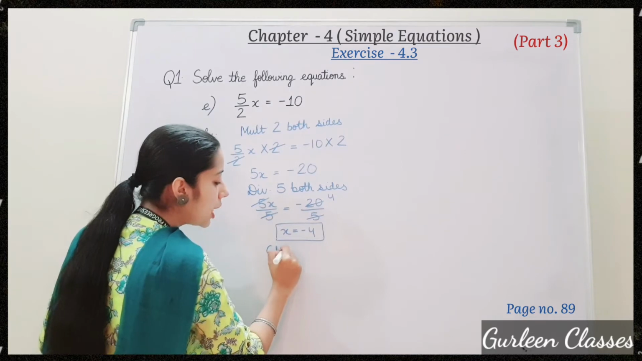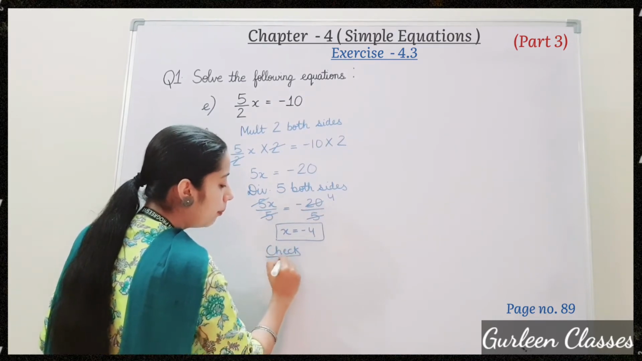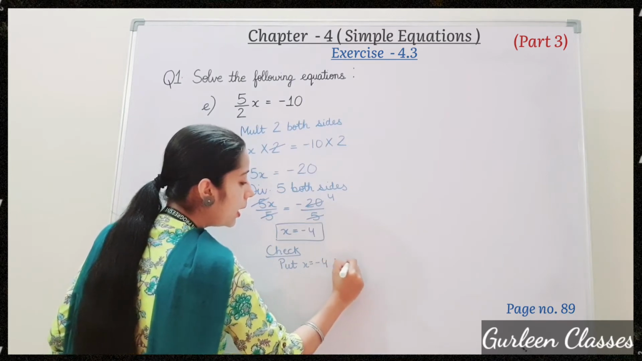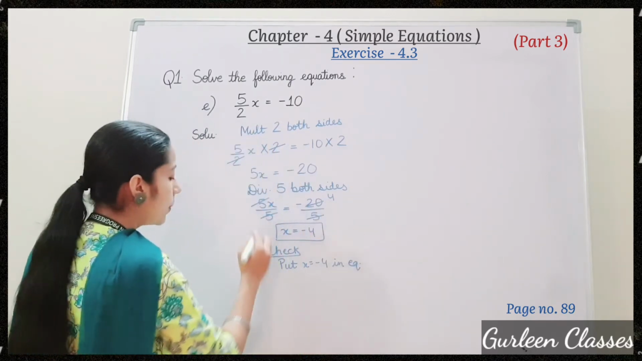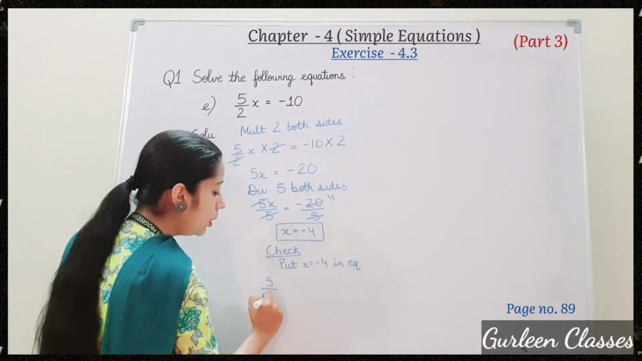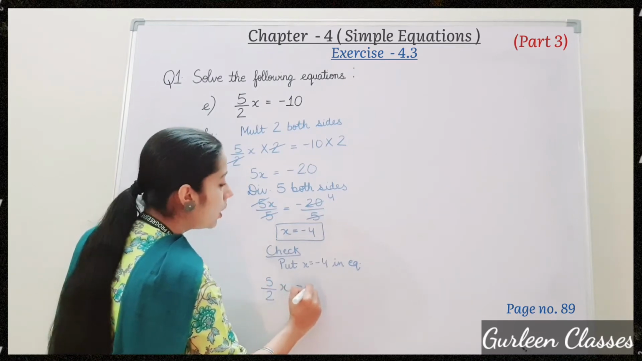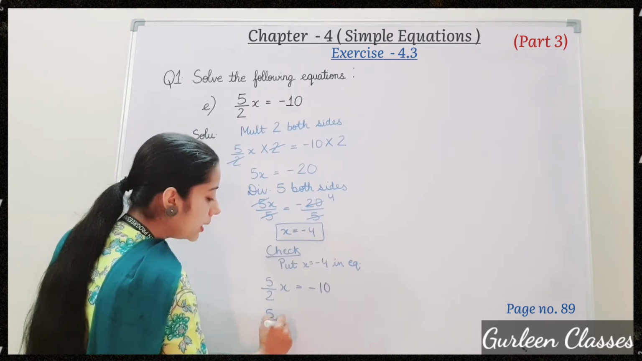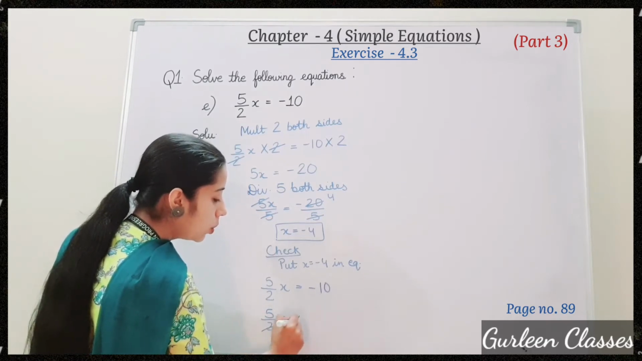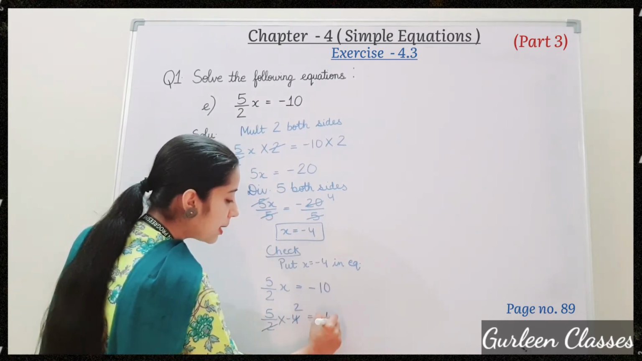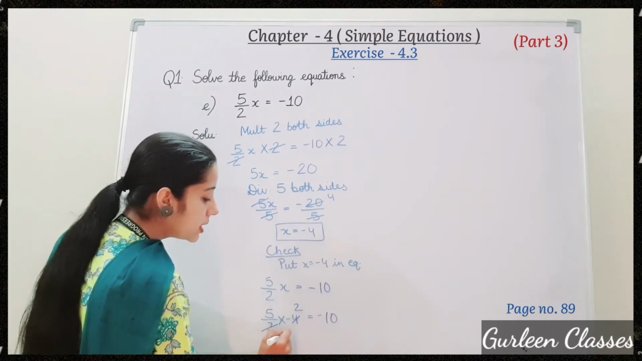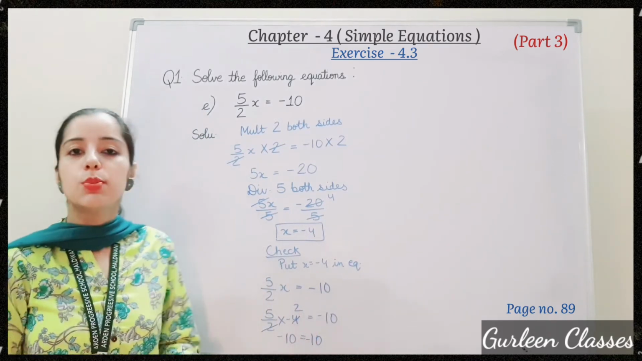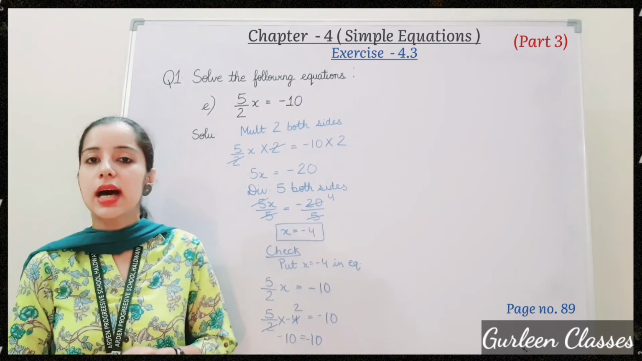So again we will check. Put x is equal to minus 4 in the equation. The equation says 5 upon 2 x is equal to minus 10. The value of x is minus 4. So 2 2s are 4. 5 into minus 2, that is minus 10. Minus 10 is equal to minus 10. So both these sides, LHS and RHS, are equal.